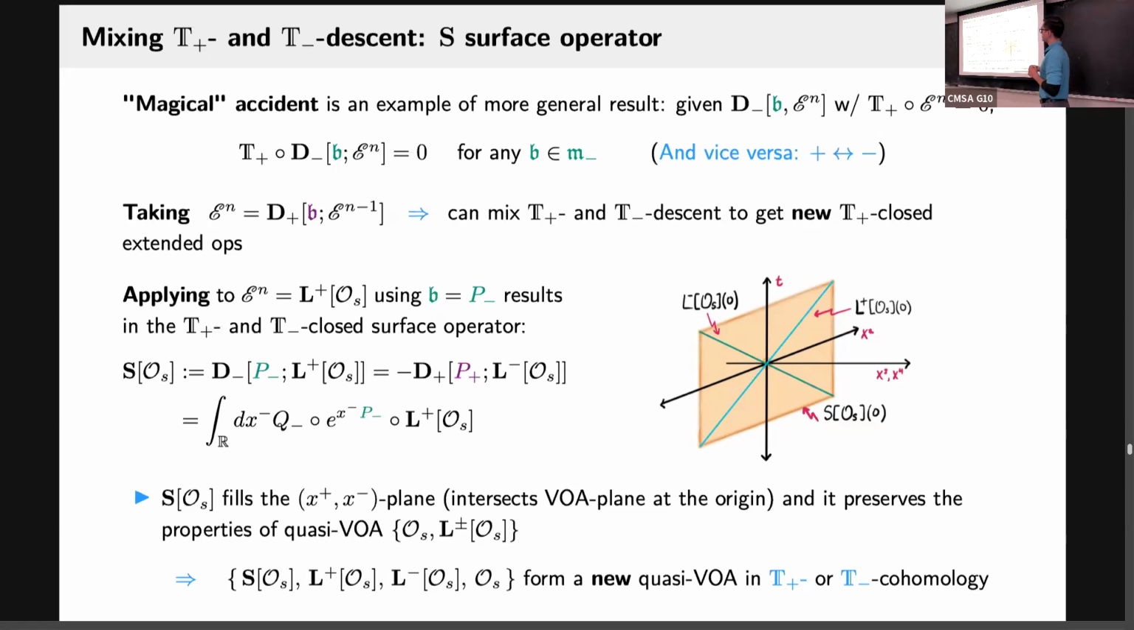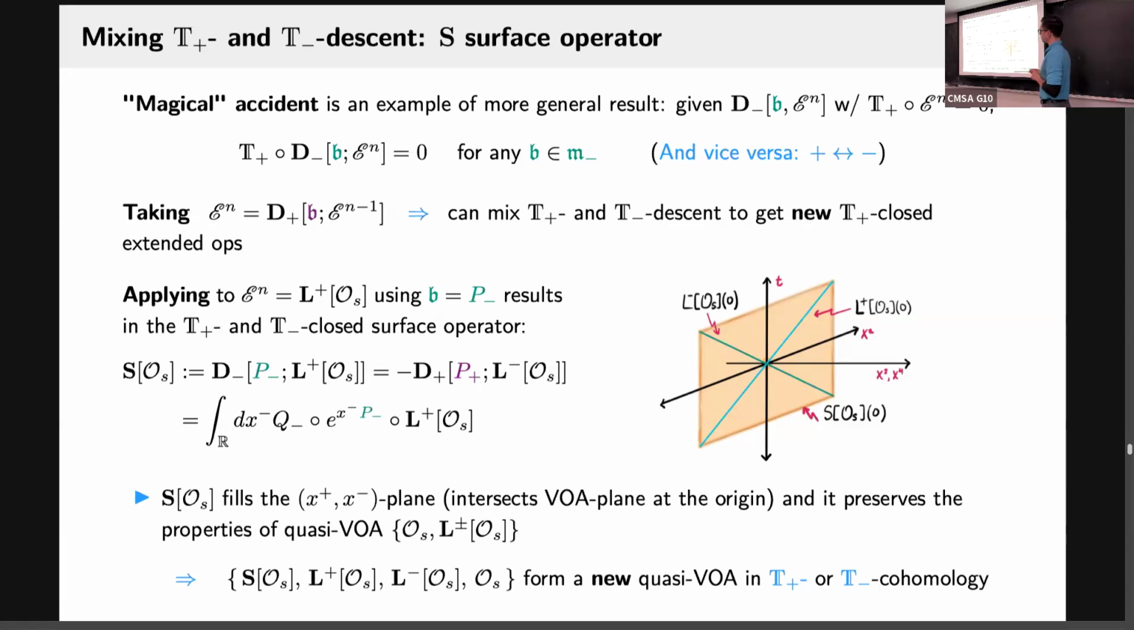So if you go ahead and apply this for when E is taken to be L plus, this means I can perform the P minus descent procedure on it. And what you find is the unique cohomology representative is this T plus and T minus closed surface operator, which takes the following form that I mentioned a couple of slides ago. And we just canonically define it to be D minus, the P minus descent procedure, applied to L plus.